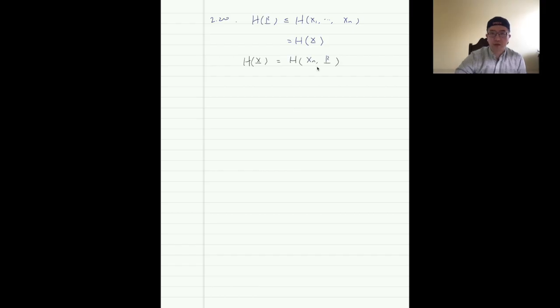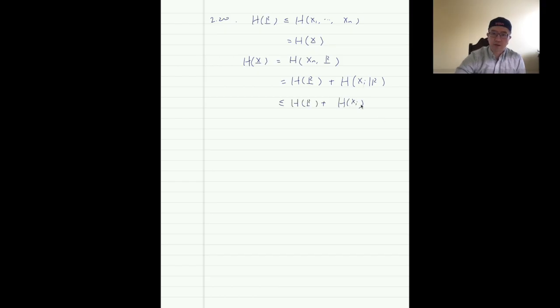Because if we know this and know R, then we will know the original vector of X, and vice versa, right? And let's see how we can bound this here. So this is nothing but this guy plus H(Xi given R), okay? And then we can upper bound it by H(Xi), because if we just get rid of the condition, the entropy may increase, right?